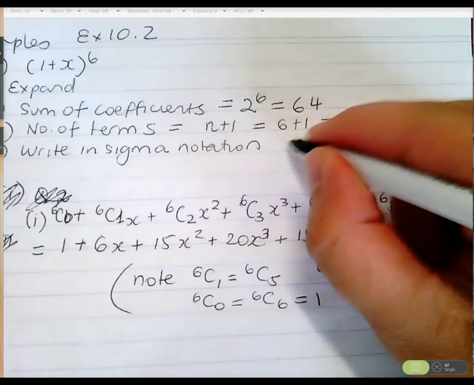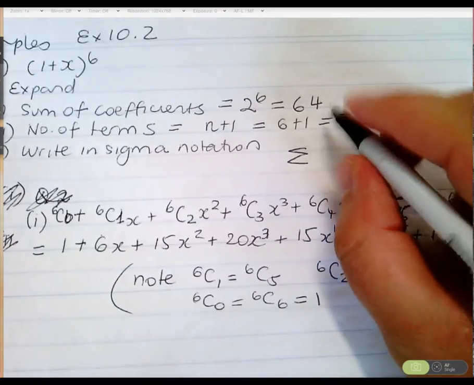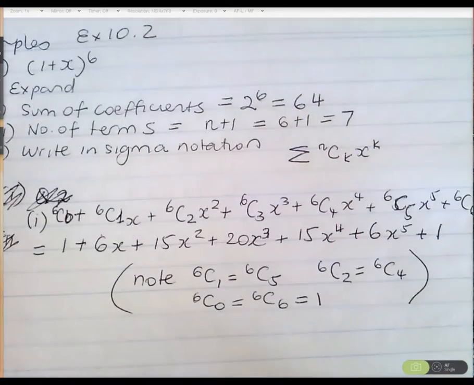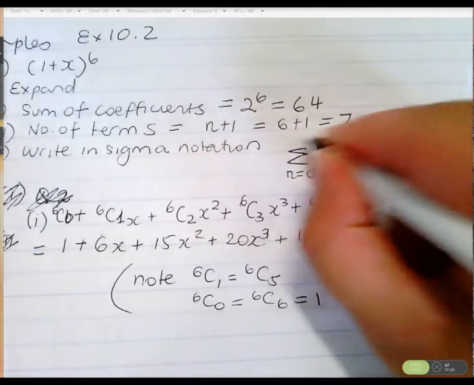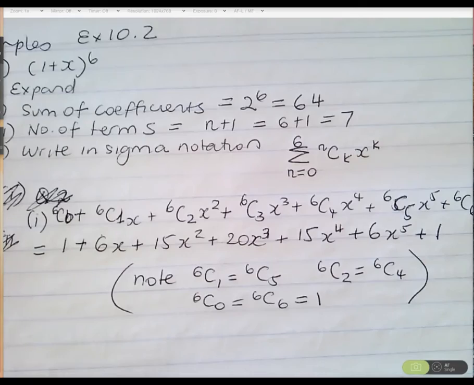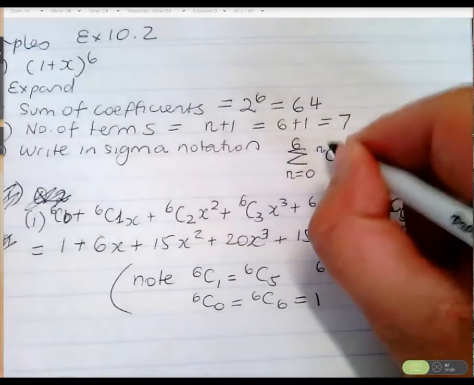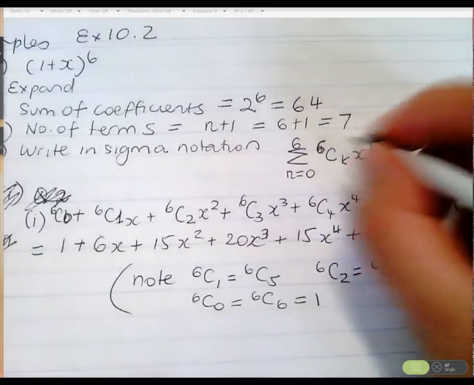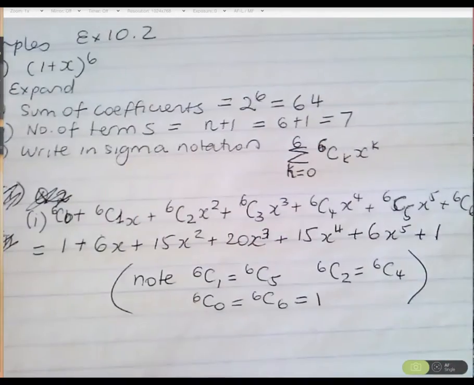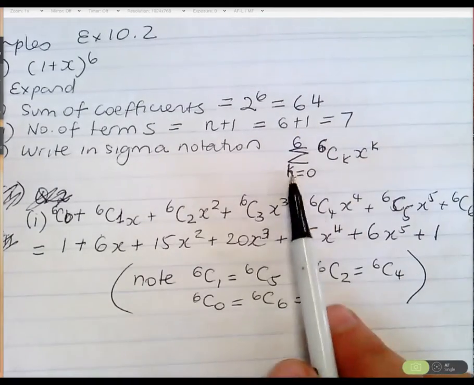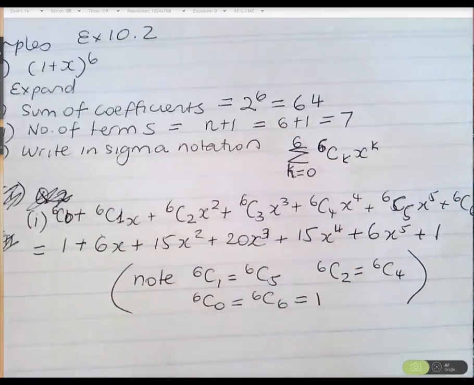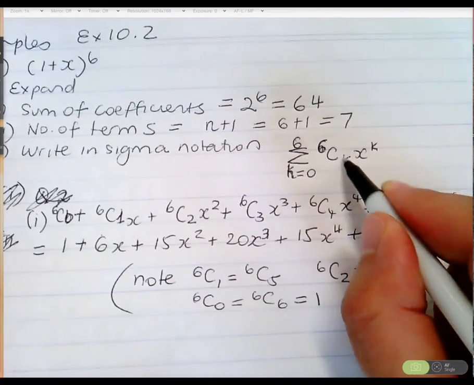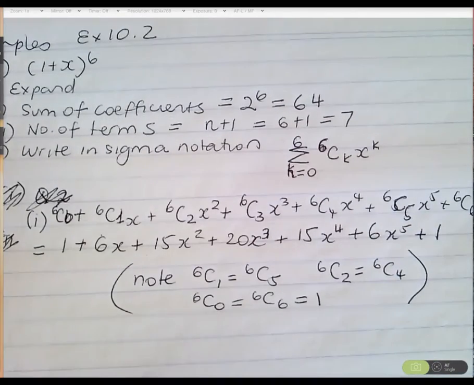Can you write that in sigma notation? It's the sum of nCk x to the k, from k equals 0 to n equals 6. Unless I put a 6 up here, sorry. Oh yes, and that's a k by the way, thank you, I'm doing it all wrong. So it's 6Ck x to the k, from k equals 0 to k equals 6. Do it properly, not like me. The sum from k equals 0 to 6 of 6Ck x to the k. That is it written in sigma notation.